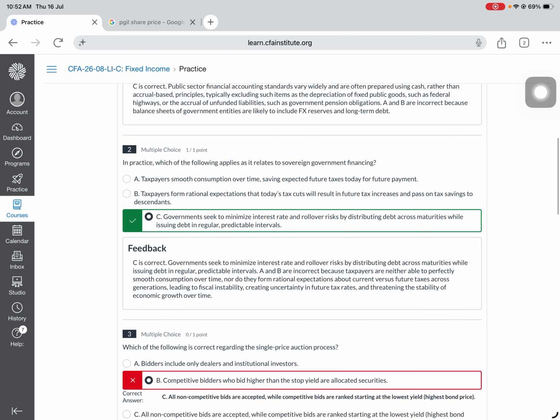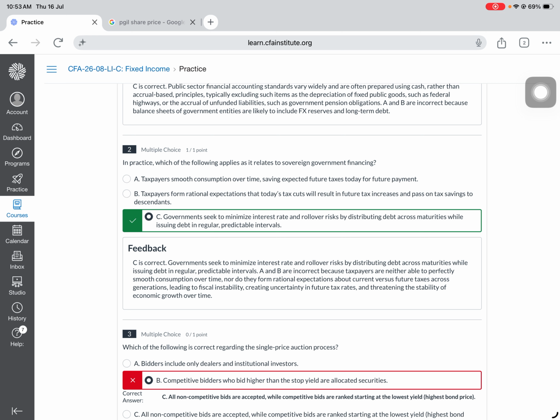Next question. In practice, which of the following applies as it relates to sovereign government financing? Governments seek to minimize interest rate and rollover risk by distributing debt across maturities while issuing debt in regular, predictable intervals. It cannot depend on taxpayers' consumption over time.